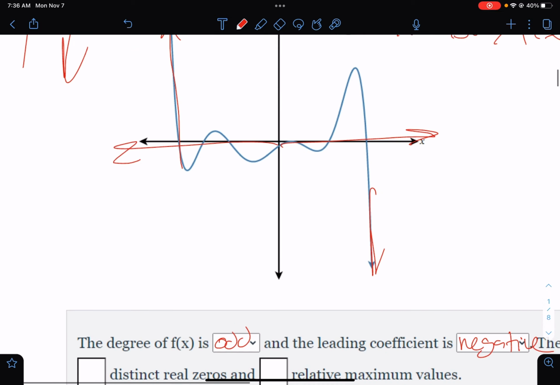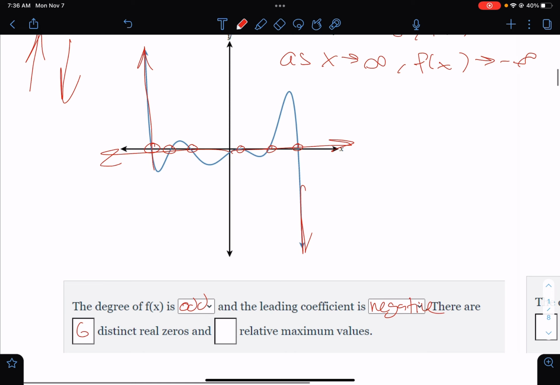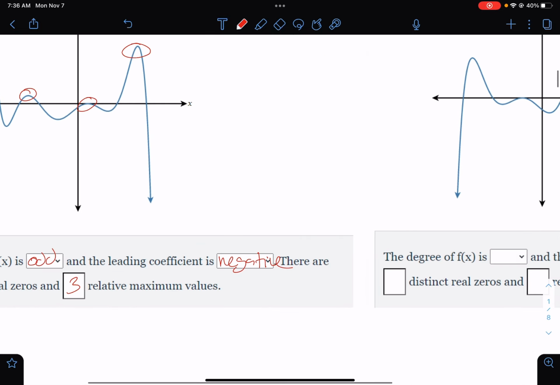Then they want us to look at the number of zeros. So we've got 1, 2, 3, 4, 5, 6. So we have 6 distinct zeros, and then they want us to put the number of maximum values. The maximum values are going to be the tops of these little bumps here. So we've got 1, 2, 3 relative maximum values.